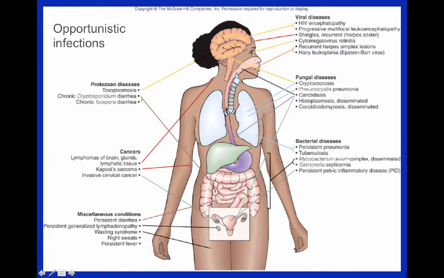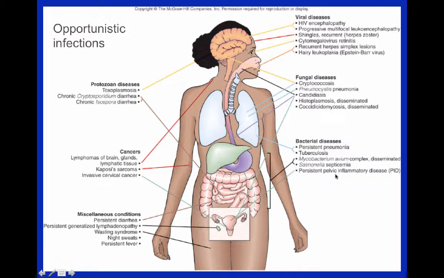Everything from protozoal, viral, fungal, and bacterial diseases, and also cancer. So everything from toxoplasmosis to the Kaposi sarcomas I just showed you, caused by a persistent herpes infection. Also, persistent diarrheal conditions, wasting syndrome, persistent fever, and a ton of viral, fungal, and bacterial infections. So CMV, Epstein-Barr, herpes zoster, pneumocystis is high on the list. Also tuberculosis, salmonella, even pelvic inflammatory disease.